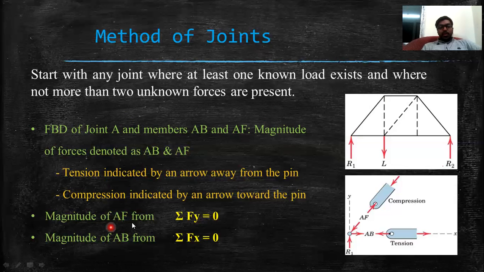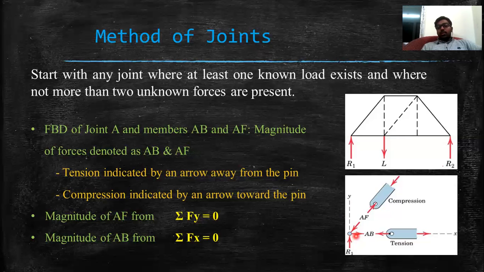Now the magnitude of AF we can find out from sum of Fy equals 0. If this angle is theta, the vertical component will be AF sine theta, and that will equal R1. So AF sine theta equals R1, so AF equals R1 divided by sine theta. That will be the value of the unknown member force.